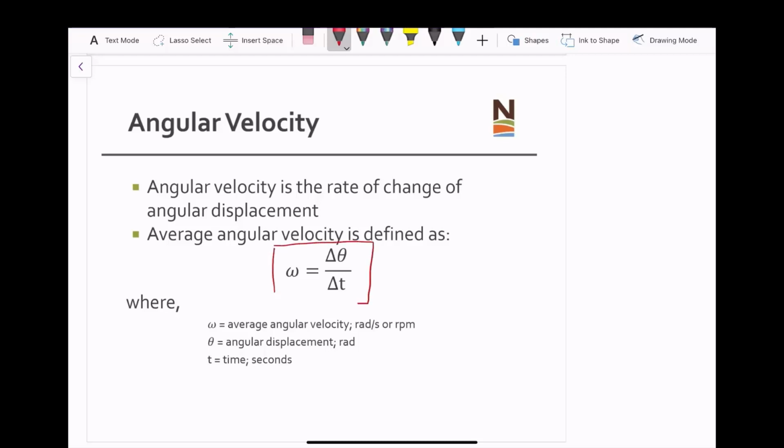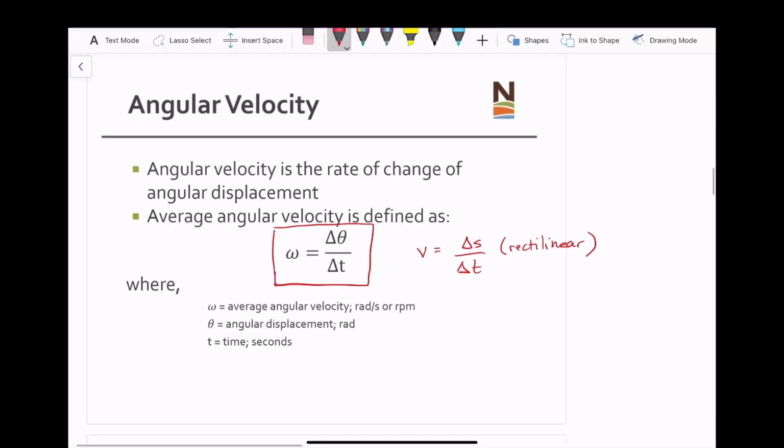So all we're doing is changing the symbols here to account for the fact that it is slightly different. Before we had v is equal to delta s over delta t. Remember, this is for our rectilinear motion. And now for angular motion, we have omega is equal to delta theta over delta t.